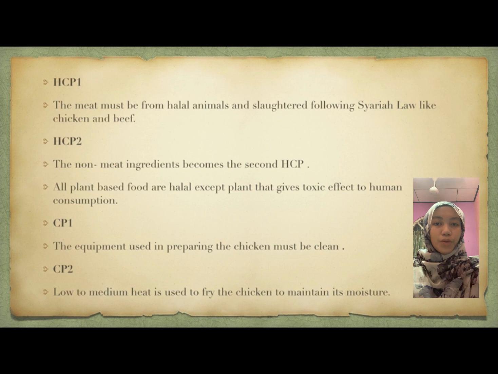For control point 1, the equipment used in preparing the chicken must be clean to avoid any contamination. Next is control point 2. Low to medium heat is used to fry the chicken to maintain its moisture.